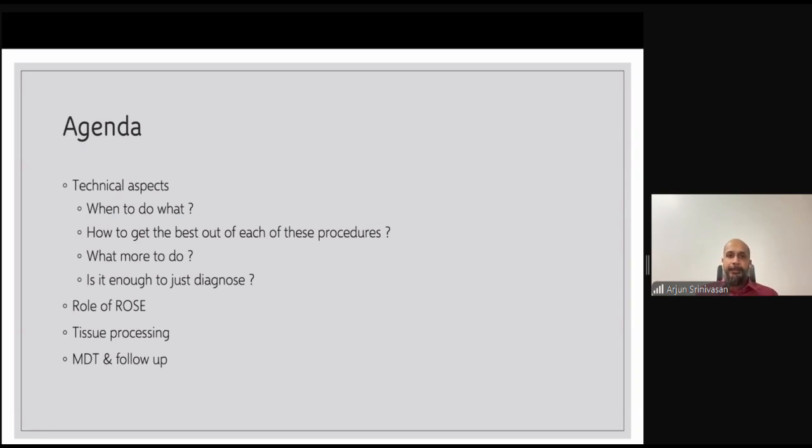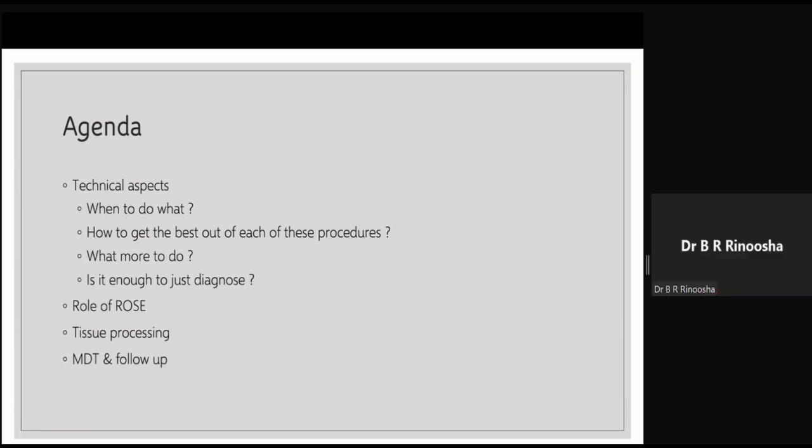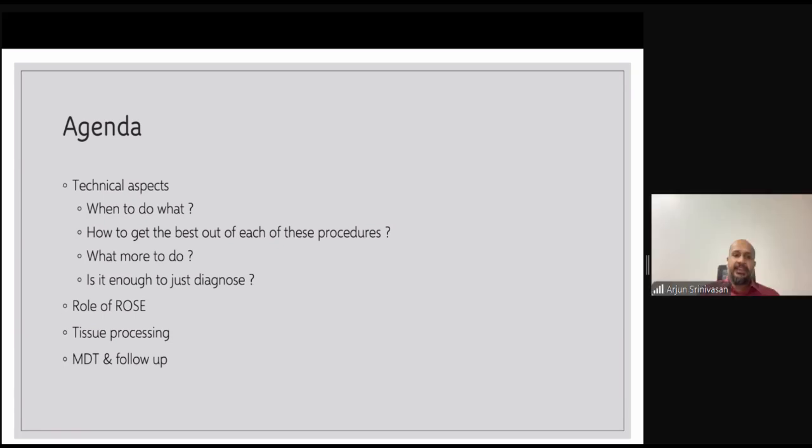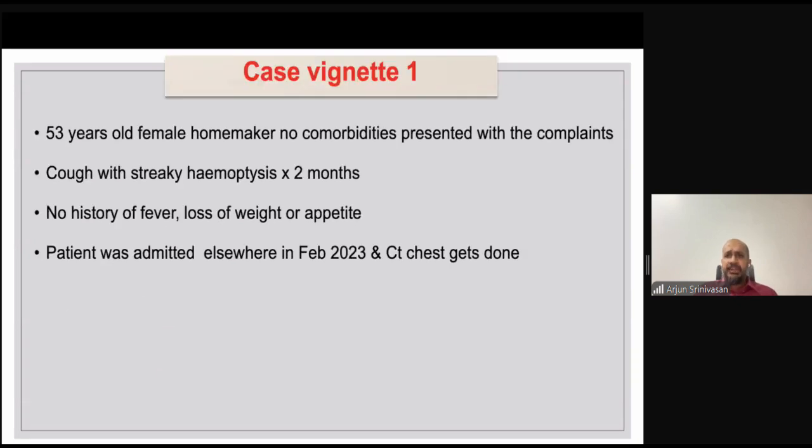and is there any indication as to when do you do what, how to get the best out of each of these procedures, what more can be done in a given patient, is it enough to just diagnose in a given patient, is there a role for ROSE to try and look at the nuances, and what is the role of tissue processing, and is there a role for a multidisciplinary team, and whether there has to be a back and forth with your pathologist as well as your oncologist or your infectious diseases specialist or your microbiologist. So it will be predominantly case based, because cases where we'll get stumped, we always do get stumped.